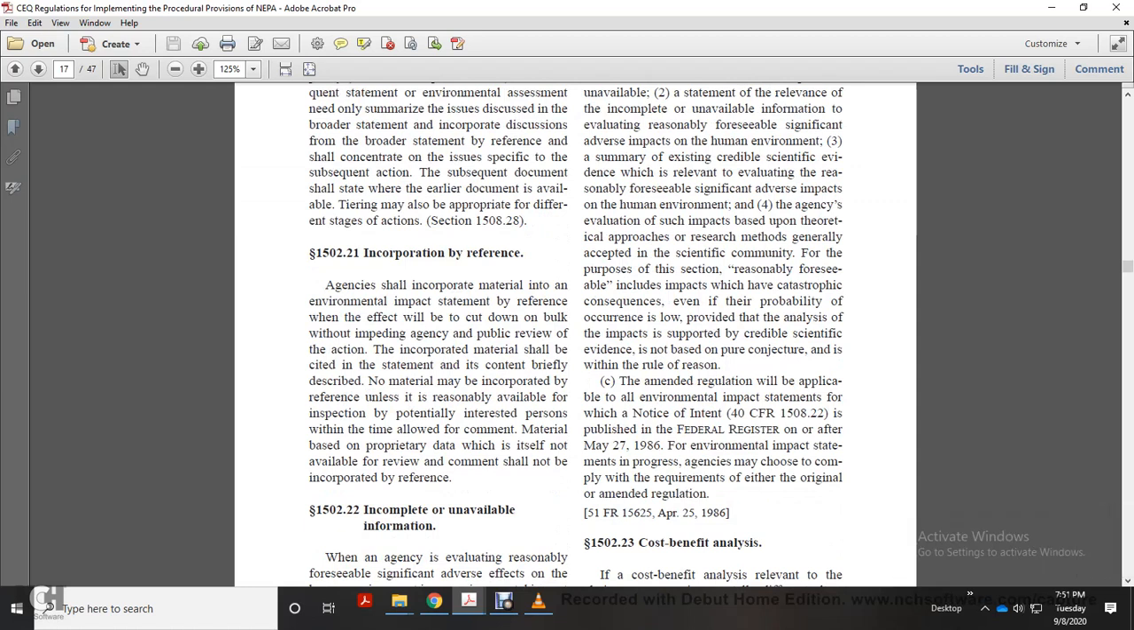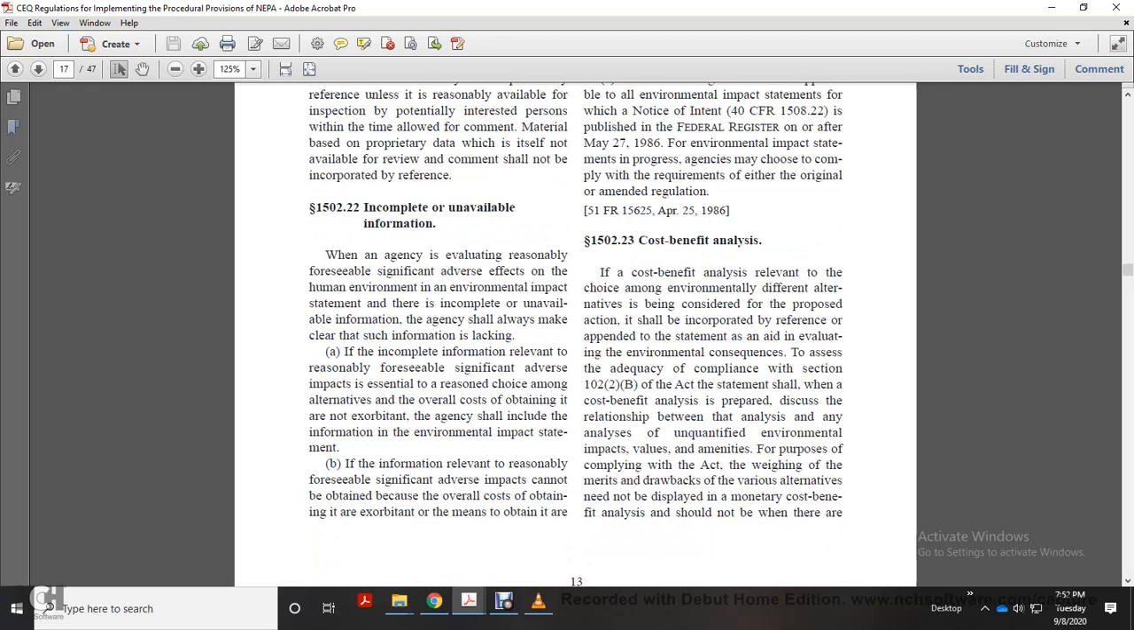1502.21 Incorporated by reference. Agencies shall incorporate material into an environmental impact statement by reference to cut down on bulk without impeding agency and public review of the action. The incorporated material shall be cited in the statement and its content briefly described, and it shall be made reasonably available for inspection by potentially interested persons within the time allowed for comment. Material based on proprietary data which is itself not available for review and comment shall not be incorporated by reference.